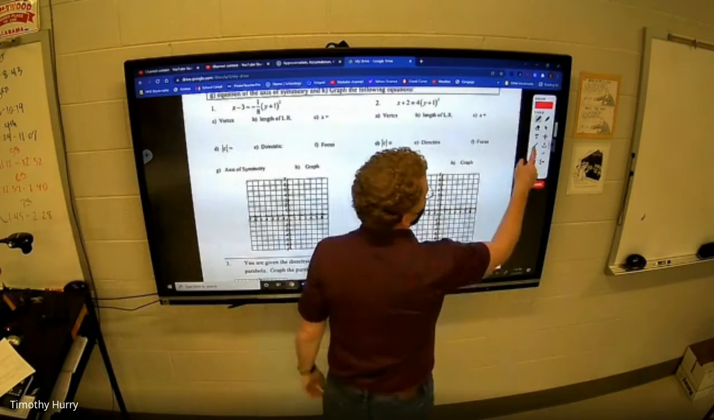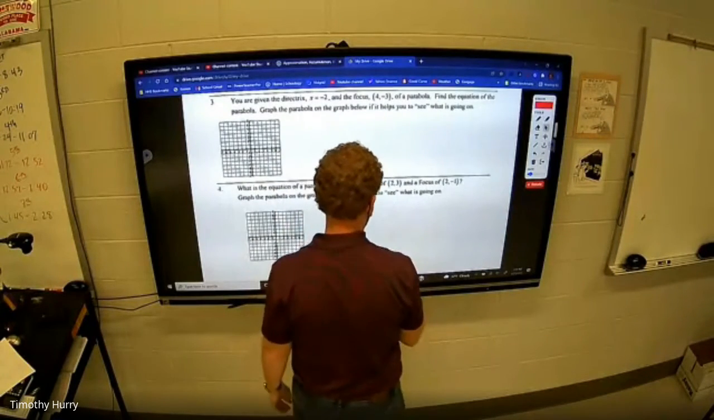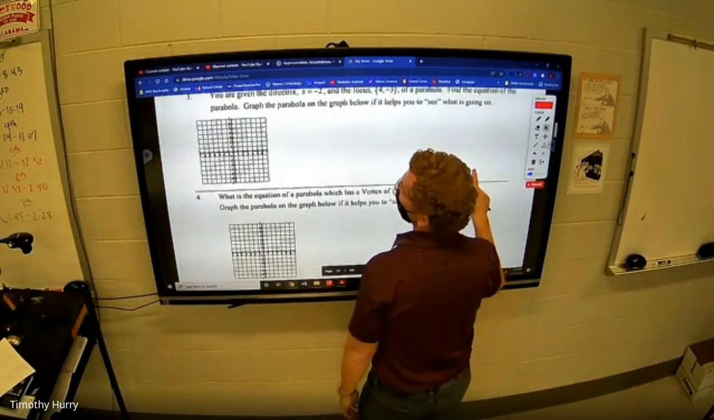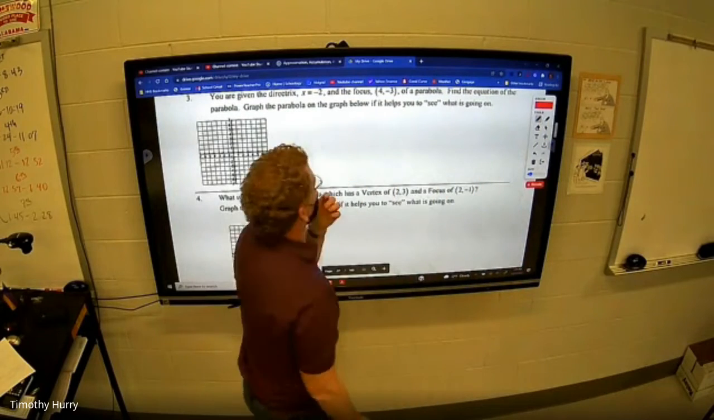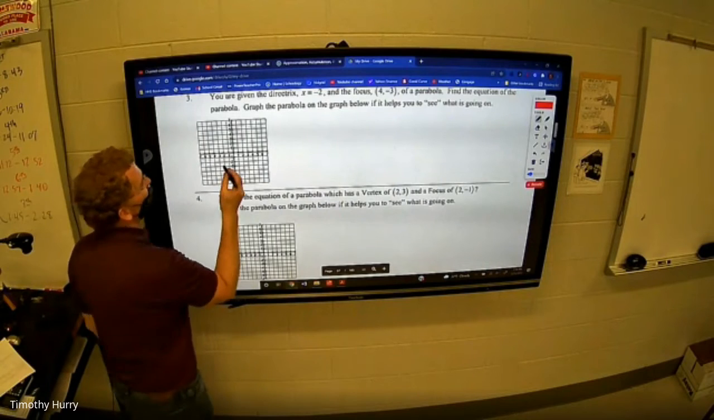All right, what about 3? So 3 says, I'm giving you some information here. Graph the parabola, find the equation, graph the parabola. So you know x equals -2.